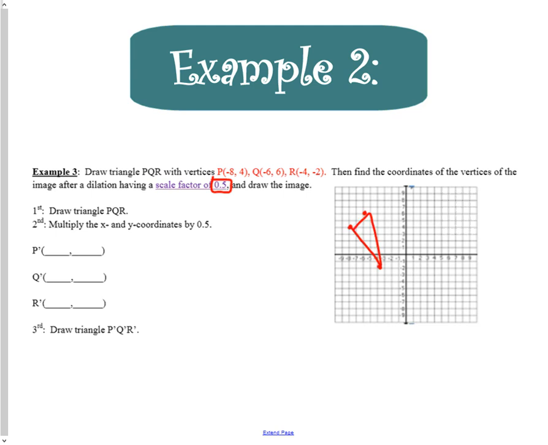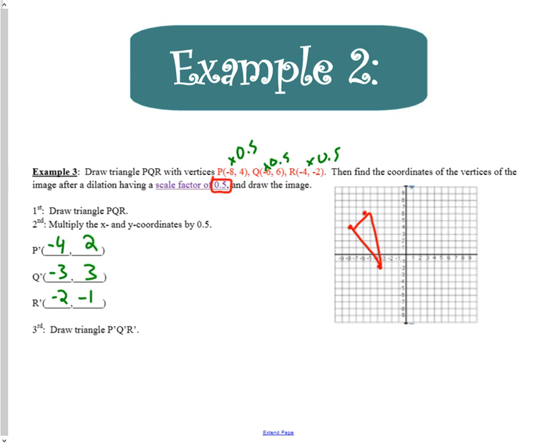We're going to have to trust the scale factor here. If it's a scale factor of 0.5, we multiply all of the numbers by 0.5. In other words, we're finding half of the numbers. So half of negative 8, or times 0.5, would be negative 4, and half of 4 would be 2. For Q prime, take half of each of those, we get negative 3 and 3. And for R prime, we get negative 2 and negative 1.